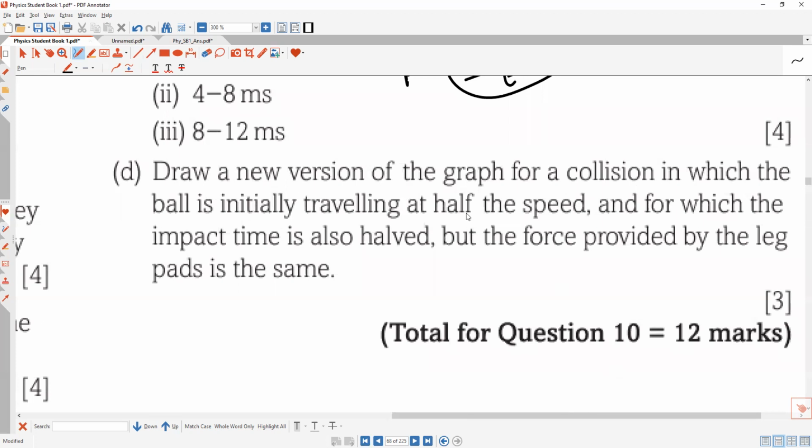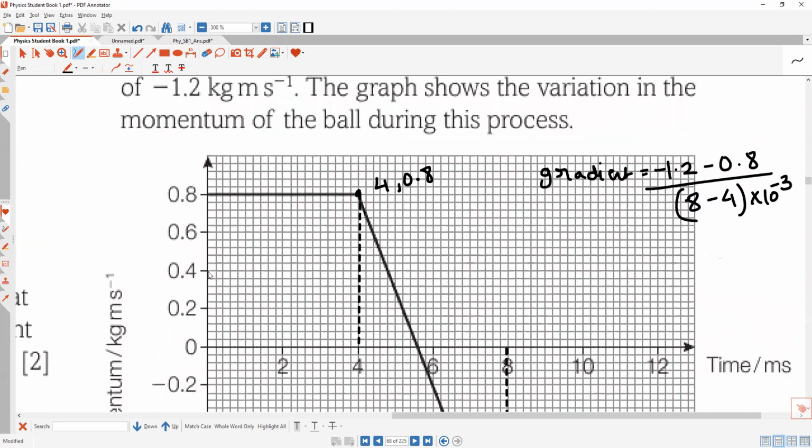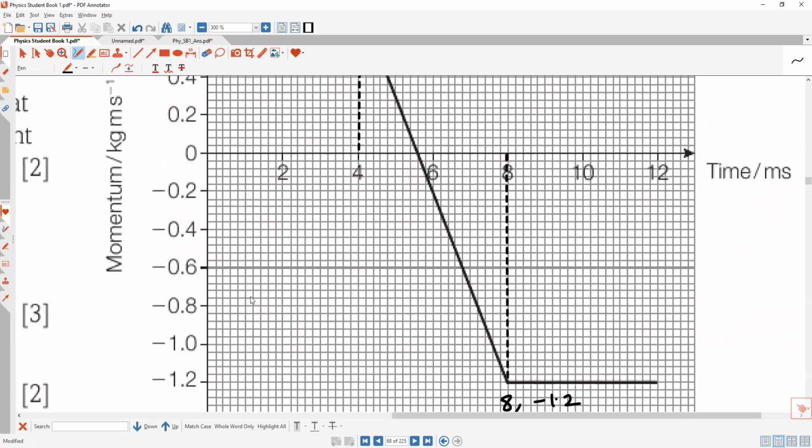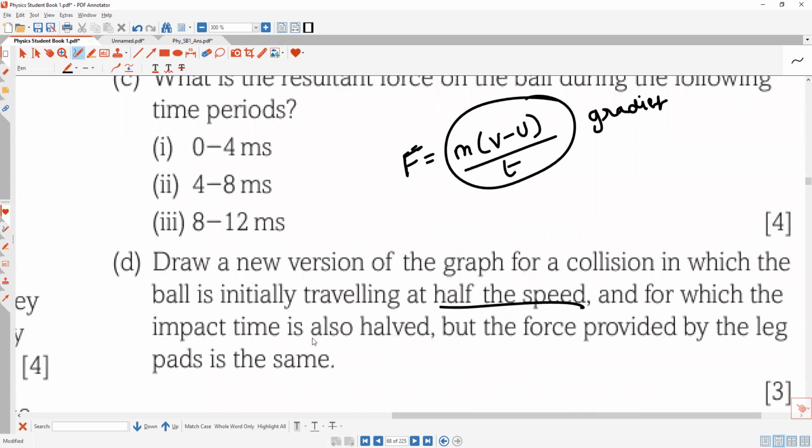Okay, so now draw a new version of the graph. Half the speed means your momentum is halved. Before, your momentum was what? 0.8. Now your momentum will become 0.4. Find that 0.4, and the impact time is also half.